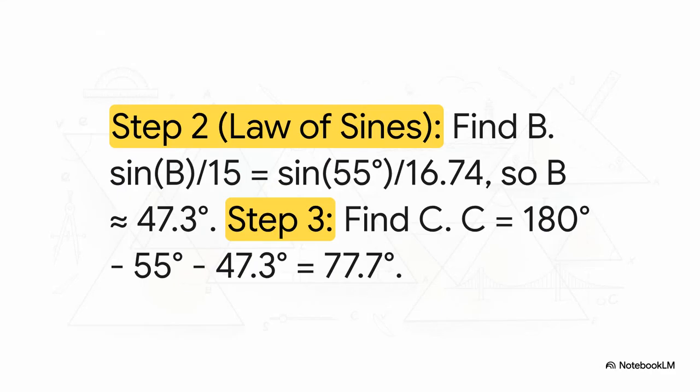So for step 2, we just set up our simple law of sines ratio to find angle B, which turns out to be about 47.3 degrees. And step 3, it's the easiest part of the whole problem. We all know the angles in a triangle add up to 180, so we just subtract the two angles we now know from 180, and that gives us angle C, 77.7 degrees. And just like that, the entire triangle is solved.